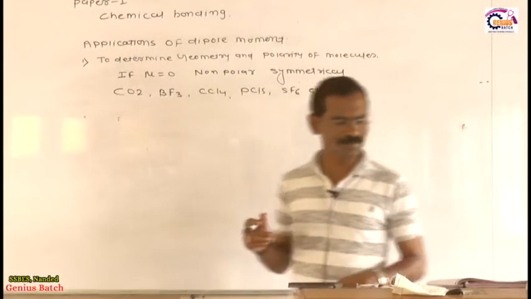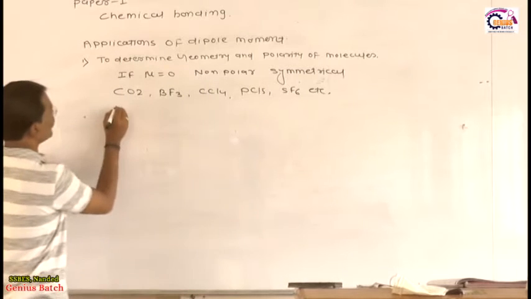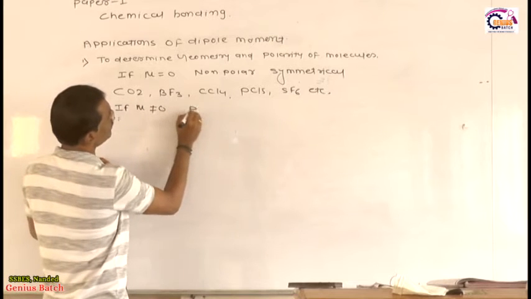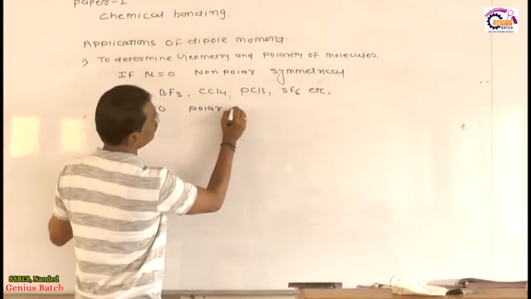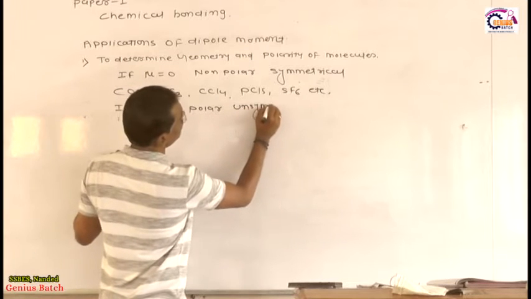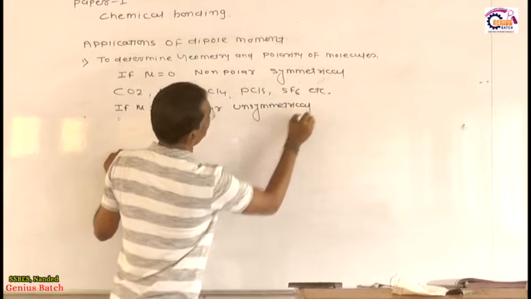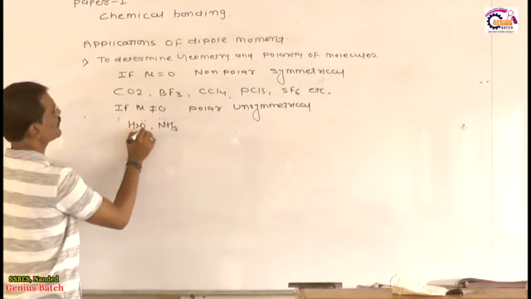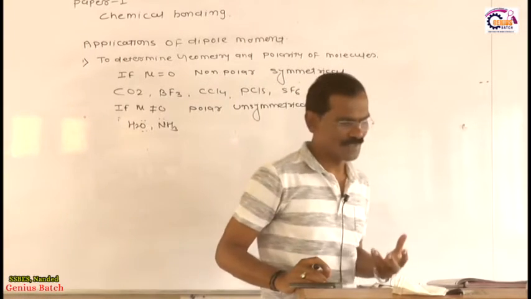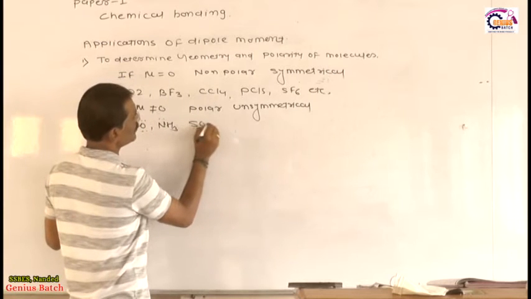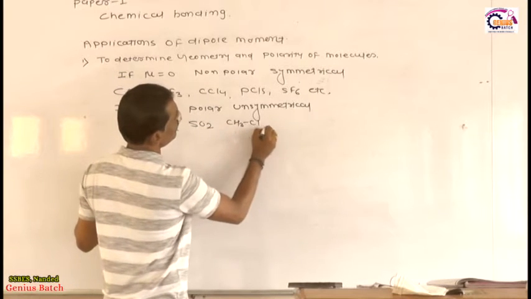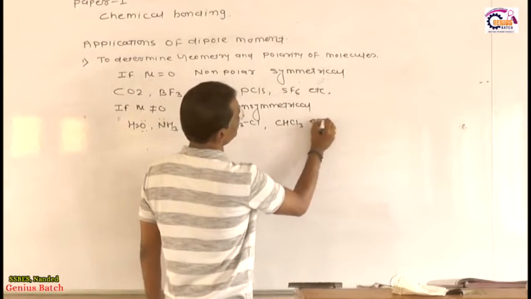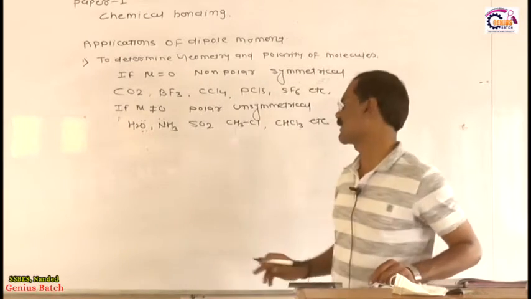The second one: if mu is not equal to 0, then the molecule is polar and the molecule is unsymmetrical. So this is a very interesting phenomenon. For example, water, ammonia, where the lone pair containing molecule is there, SO2, CH3Cl, and another example CHCl3, etc. Many examples we consider here.